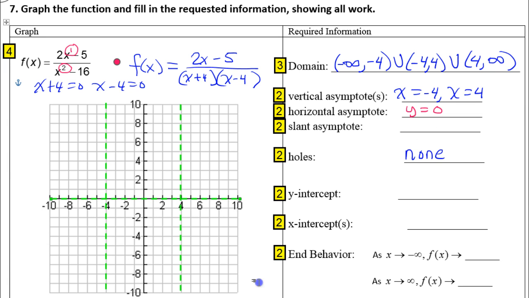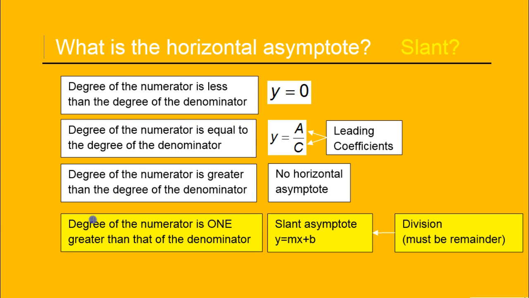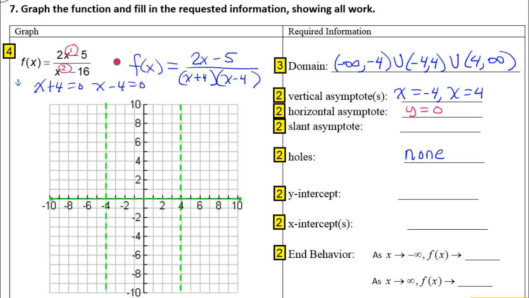There will be no slant asymptote because you get a slant asymptote only when the degree of the numerator is exactly 1 greater than that of the denominator. And here the degree of the numerator was less. So no slant asymptote. So we can go ahead and write none.